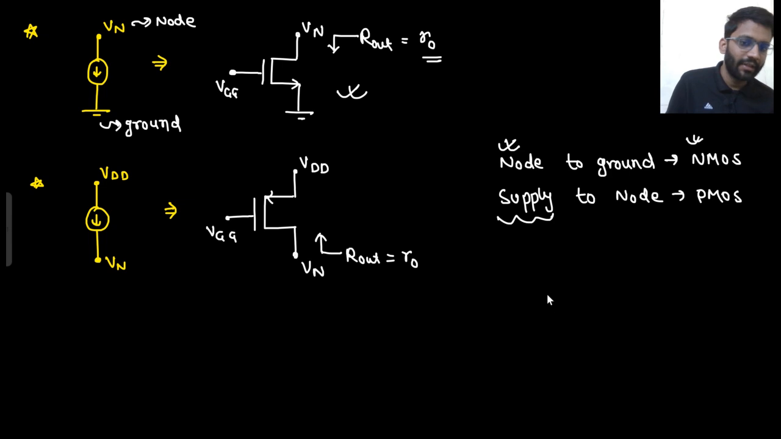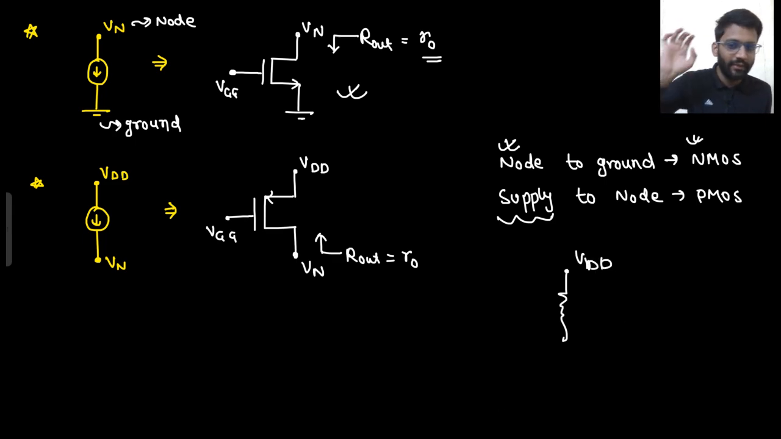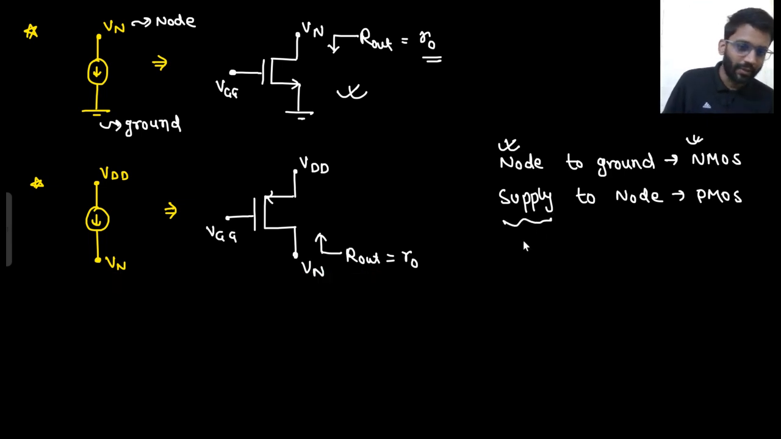Where will the supply be? Supply will be at top, because we have seen a lot of circuits where VDD is always at the top. So if you are going from top to a node, you will use PMOS. How can you remember? P, top. The last word is P. So if you are going from top to some node, you use PMOS. That's just a method to remember.